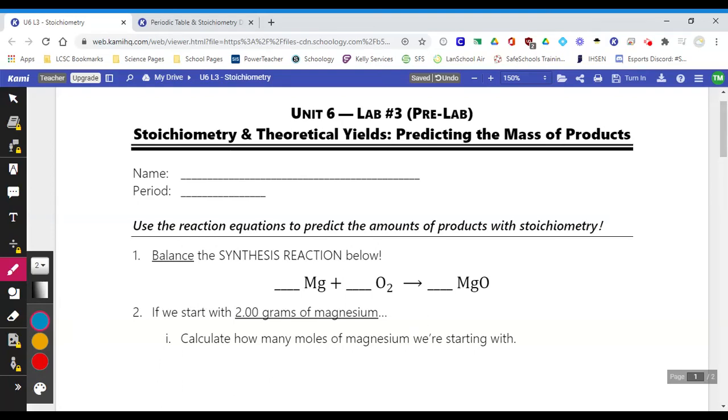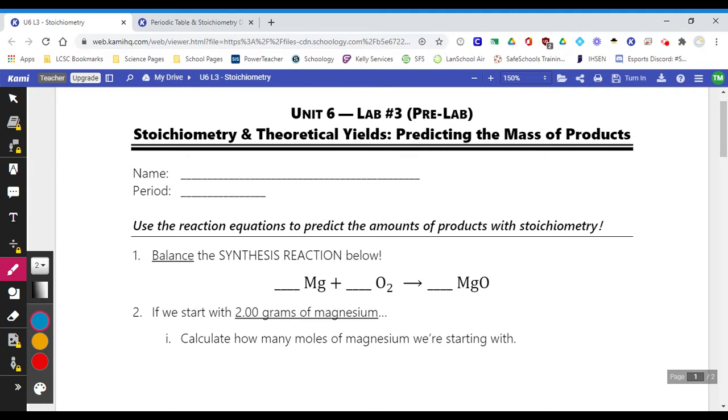Okay, we're going to look at a pre-lab that will help us prepare for a lab coming up that has to do with stoichiometry and how we predict how much of a chemical we're going to make in a reaction. That can also help us evaluate how well our experiment went or if there are flaws in how we're running the experiment.